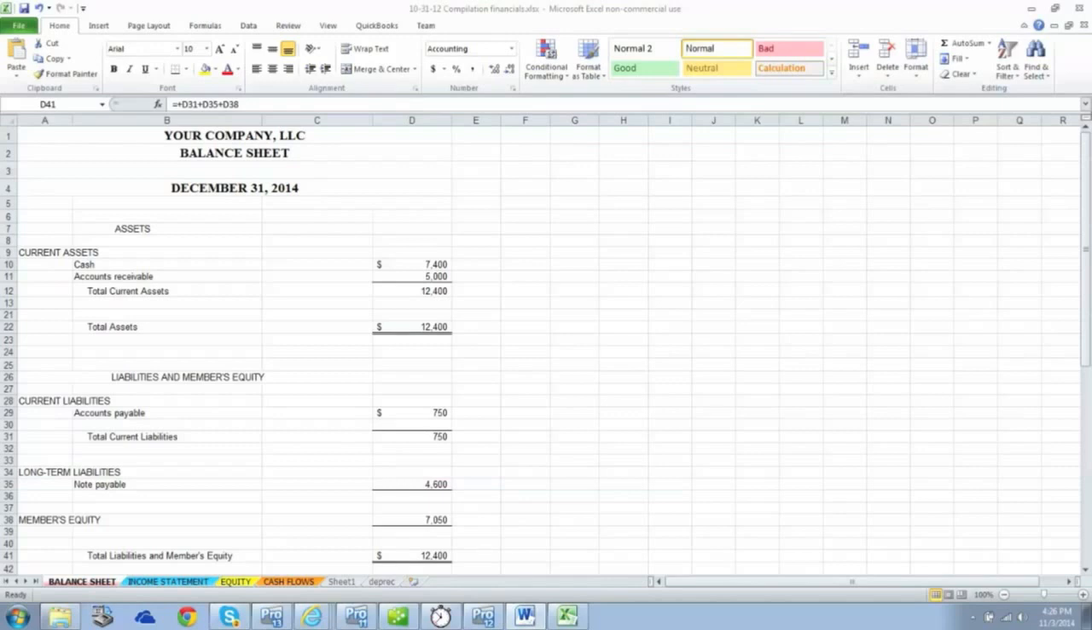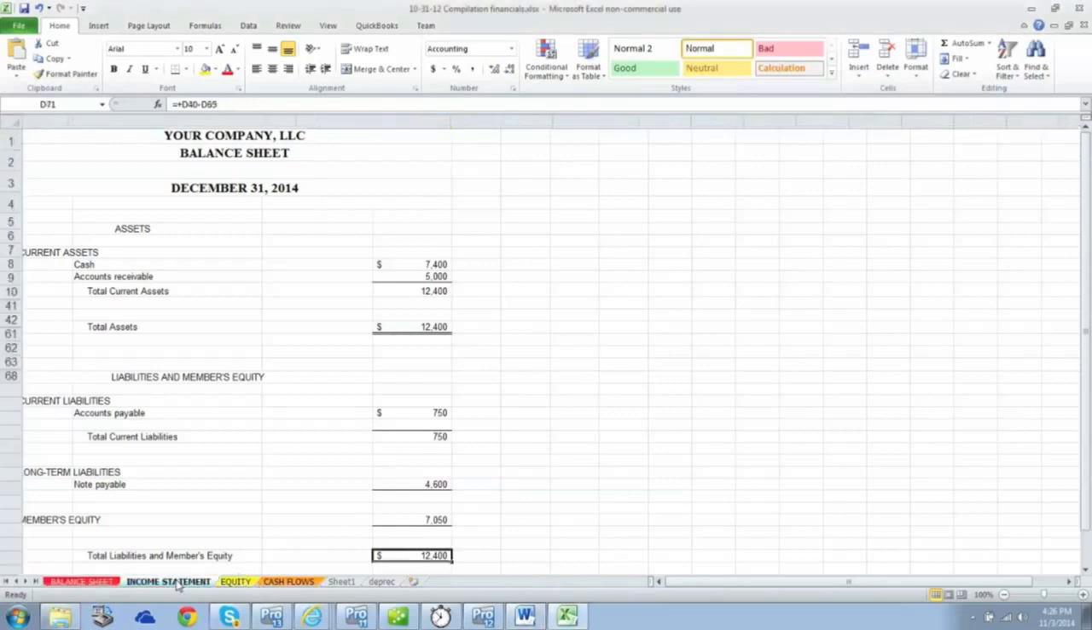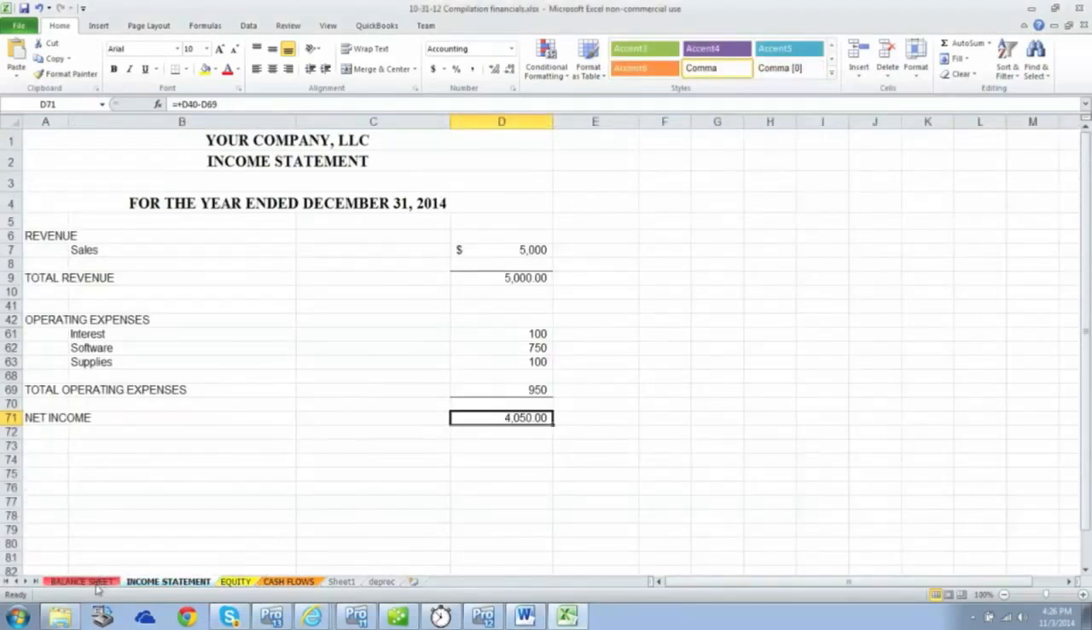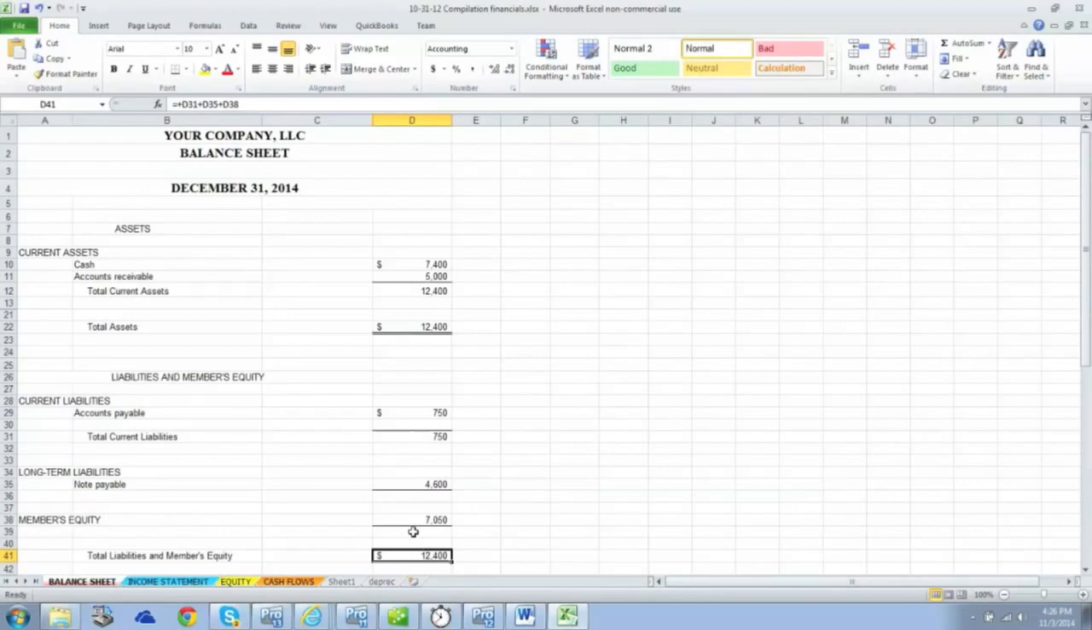You might be wondering how the balance sheet will balance if just about all of the entries that you're making have a portion of the entry going to the income statement. That's because the net income of the income statement flows through to the equity of the balance sheet. So that $4,050 right here flows through to your equity right here.